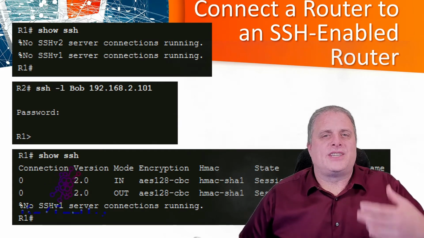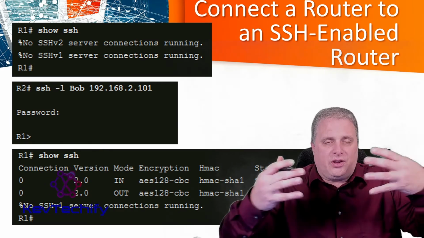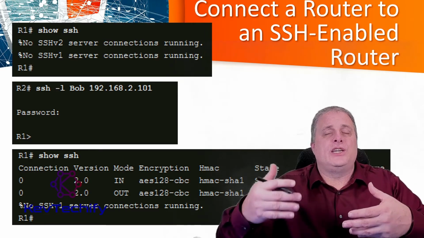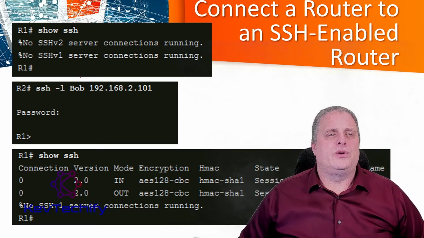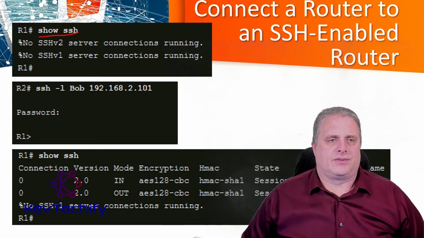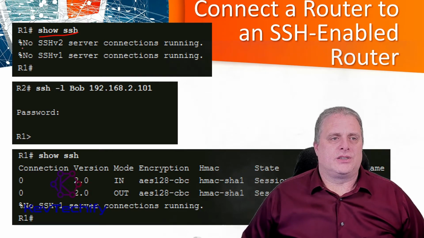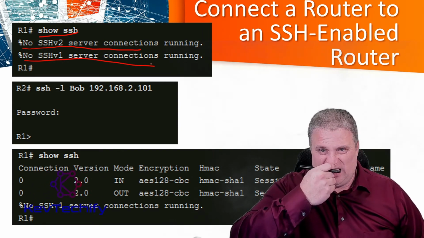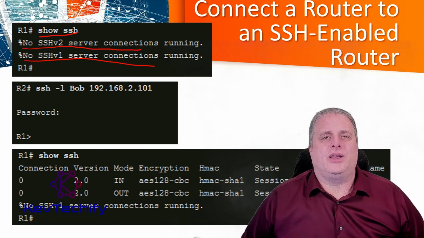To verify the status of client connections, so you configured SSH on your networking device, your router or switch, you want to see who's all connected in, what we can do is use show ssh. Here it says there's no SSH version 2 server connections, there's no SSH version 1 connections running. So we don't have any connections coming in.